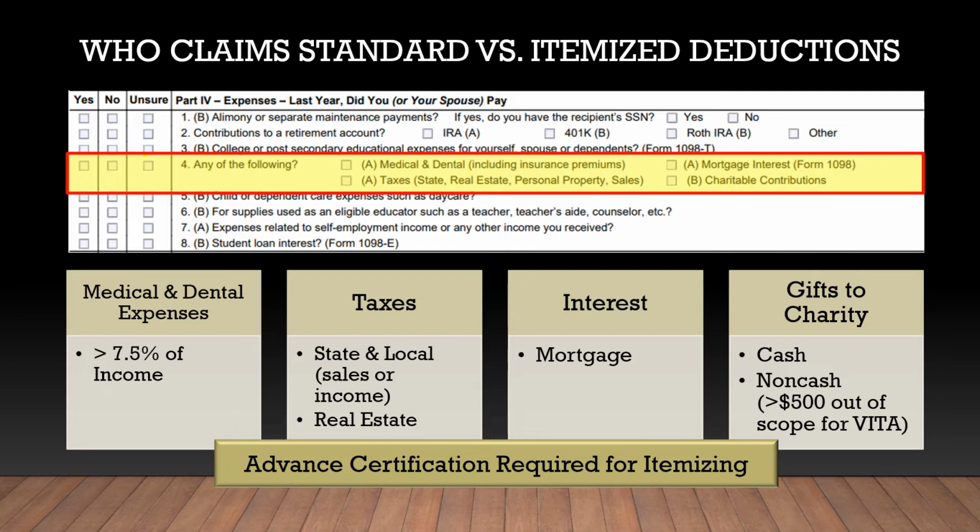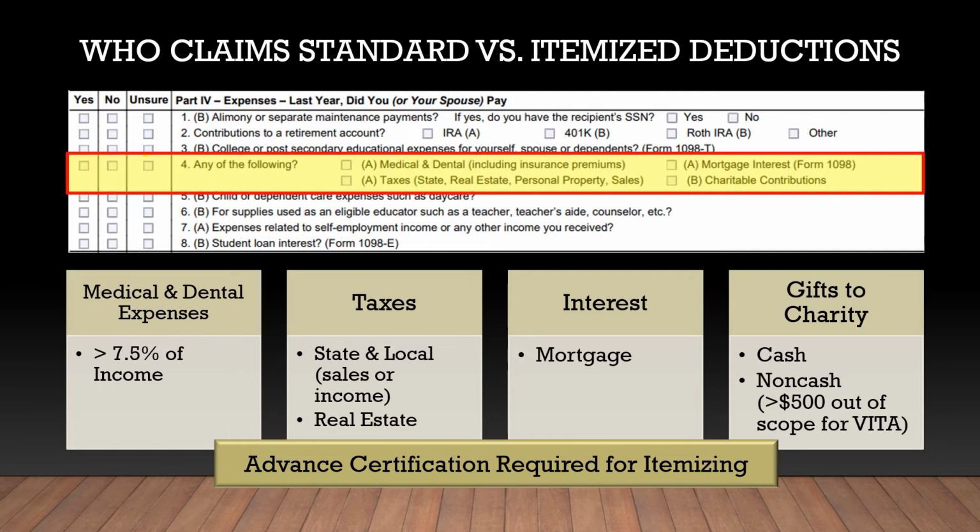And last but not least, cash and non-cash donations may be deductible, but it is important to note that non-cash donations of more than $500 are out of scope for the entire VITA program. So when a client comes in with those boxes checked on the intake form, or they bring some sort of documentation with these types of expenses with them, it's best to do a quick calculation before starting the return.